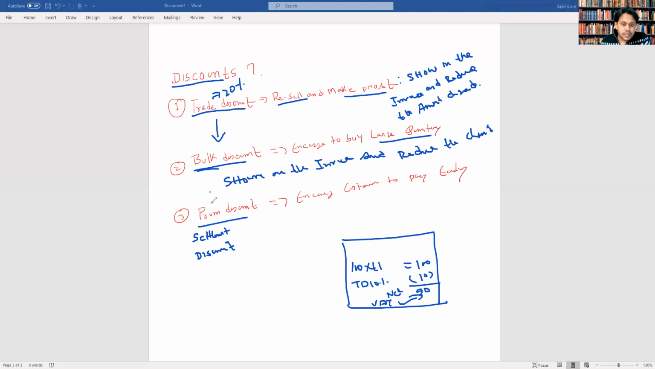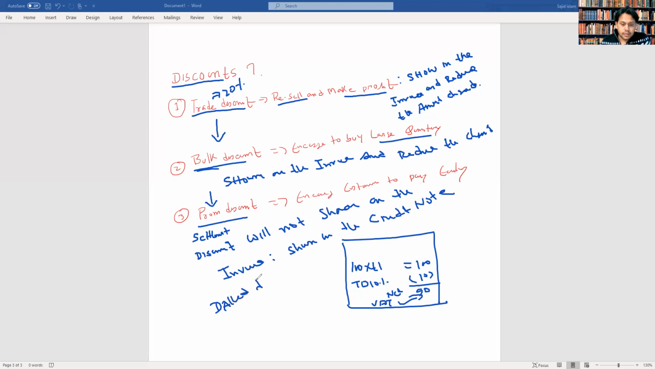The final discount we're going to see is called prompt discount or settlement discount. Prompt discount will not be shown on the invoice. Remember that. Rather, it will be shown on the credit note. So it will be sorted by the credit note in the discount allowed day book, when we give the discount to the customer, or when you receive it, it will be the discount received day book.